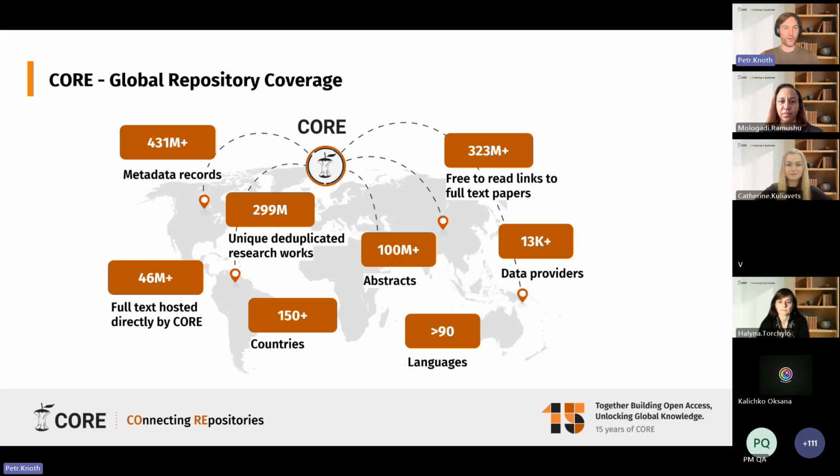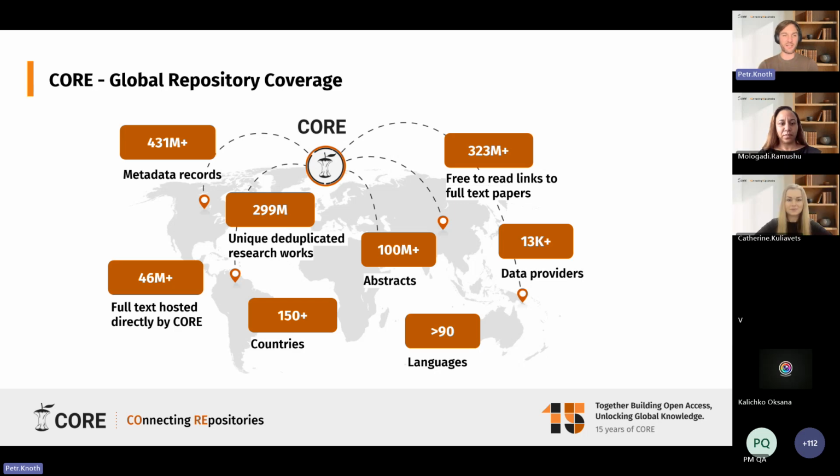So, CORE. Just to let you know what we have in CORE, we index metadata records from repositories around the world. We have at the moment content from more than 13,000 data providers from over 150 countries, and the content exists in 90 languages. It is about 400 million metadata records from these repositories that we index, and we estimate that this represents about 299 million unique academic research works.